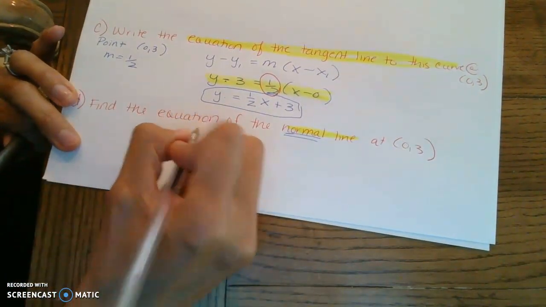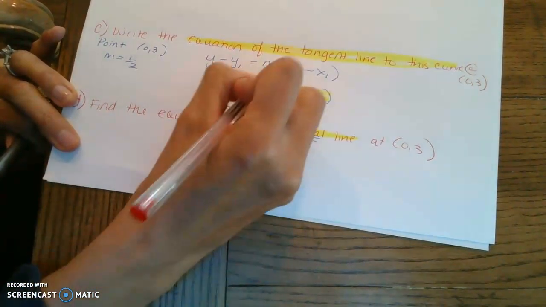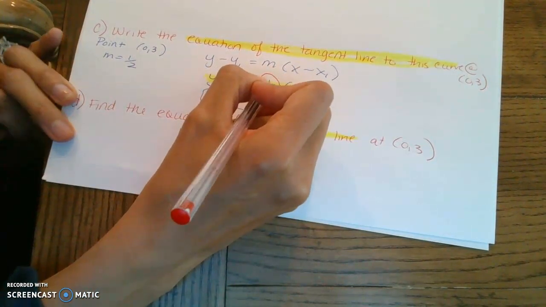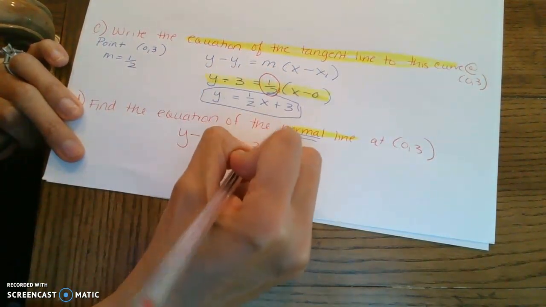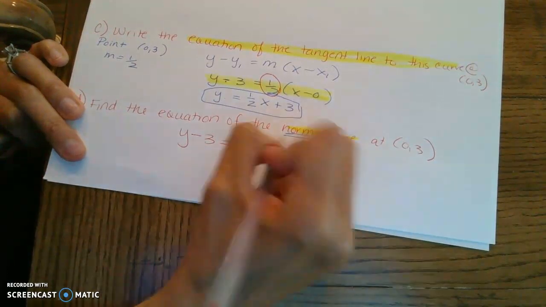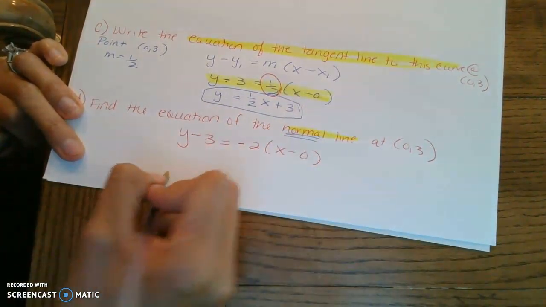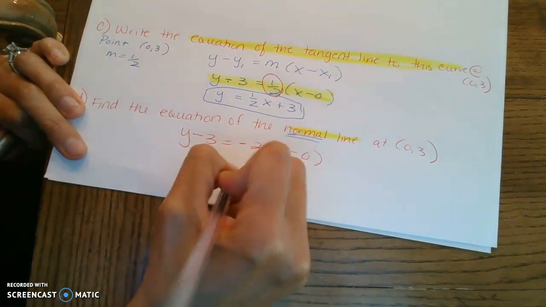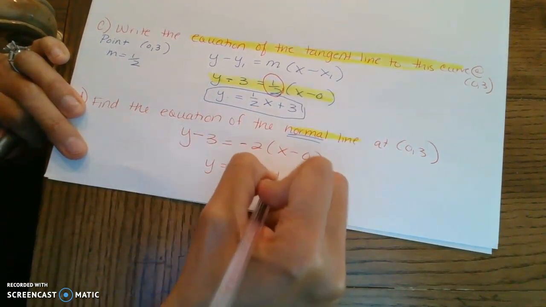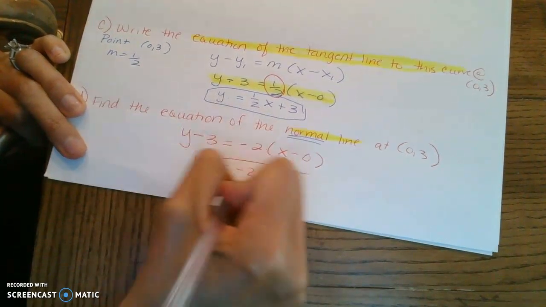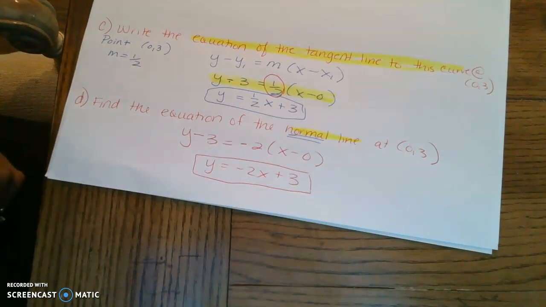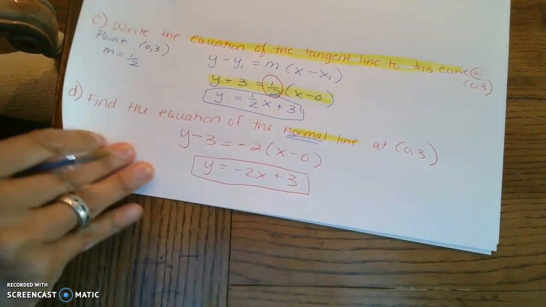So it's going to stay y minus 3 is equal to, well, the opposite reciprocal of 1/2 is negative 2 over 1, which is just negative 2 times x minus 0. Again, you can leave your answer like this, or you would get negative 2x, you add that 3 over, and this would be the equation of the normal line. So you're going to practice that in your homework in number 2.